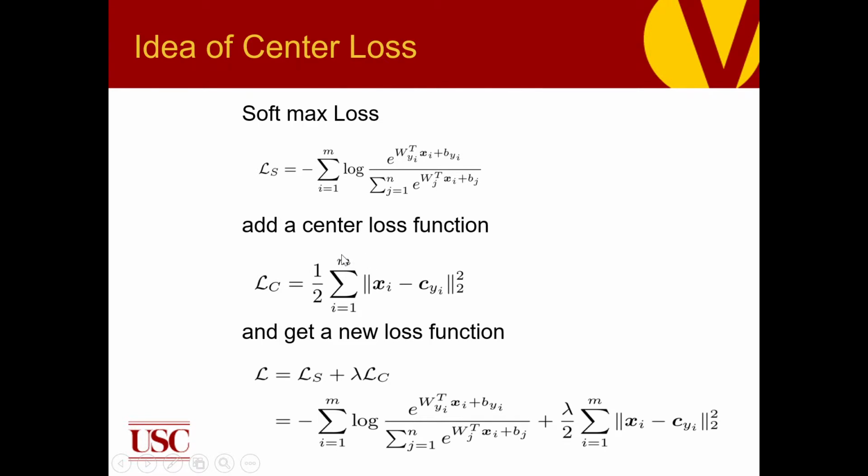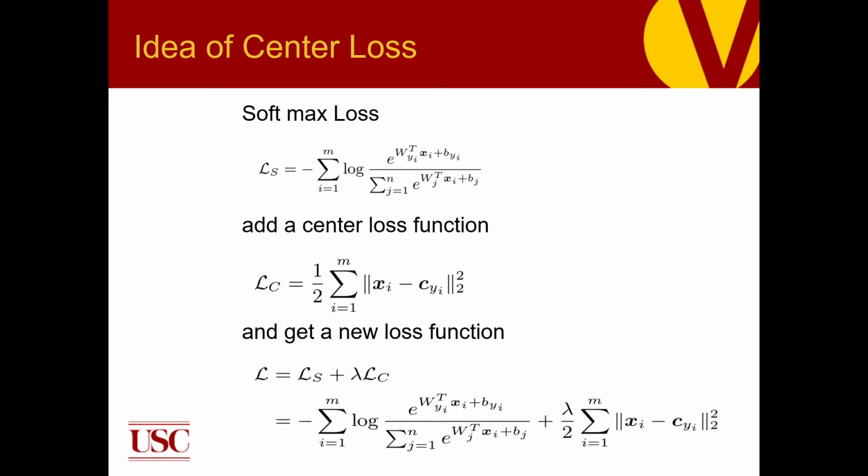And let me explain the LC. The XI denotes data point and CYI denotes the YI's class center of deep features. The center, CYI, should be updated at each mini-batch. Obviously, LC means the Euclidean distance between data point XI with the class center YI. The lambda is a hyperparameter.